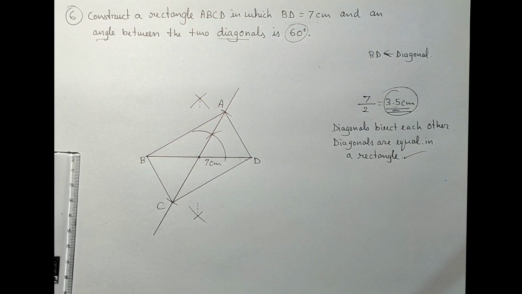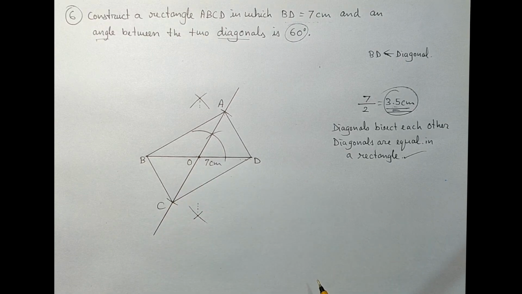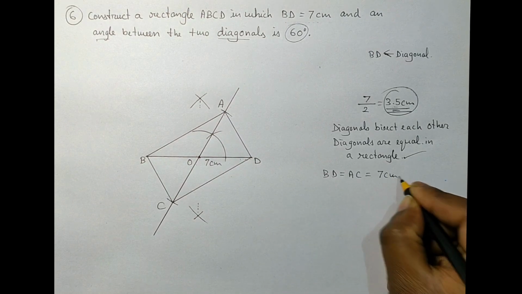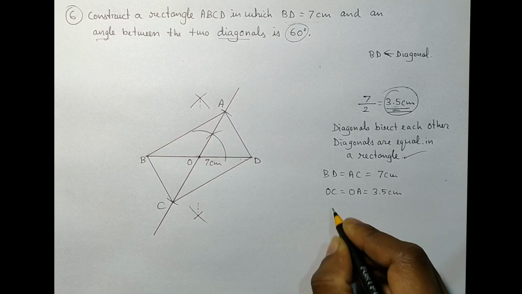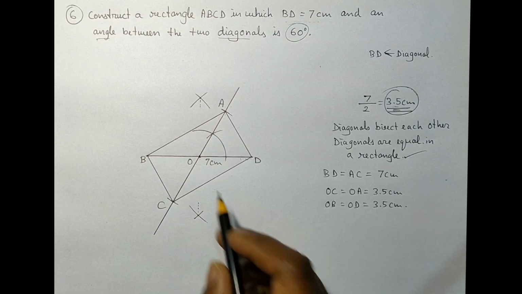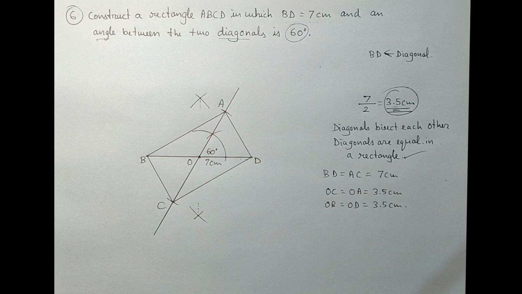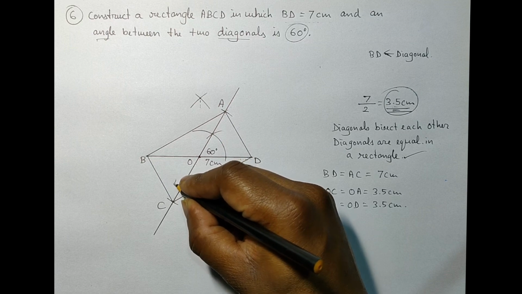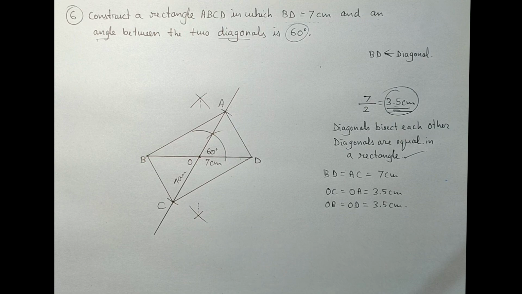Now let's write the point as O, and BD will be equal to AC, 7 centimeters, and half of the diagonals, OC is equal to OA, 3.5 centimeters, OB is equal to OD, 3.5 centimeters, and this angle is equal to 60 degrees. Let's mark it. We can even write the measurement of AC, which is equal to 7 centimeters. And so we are done with the rectangle. Thank you.